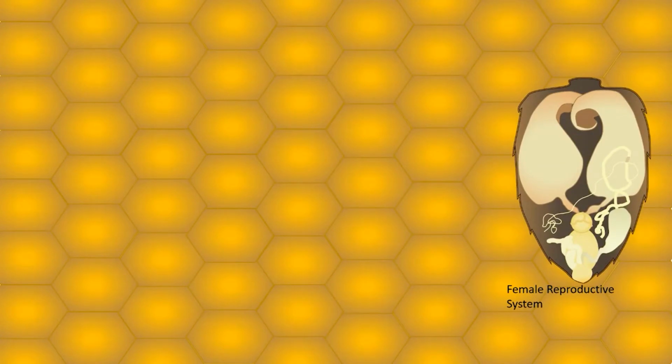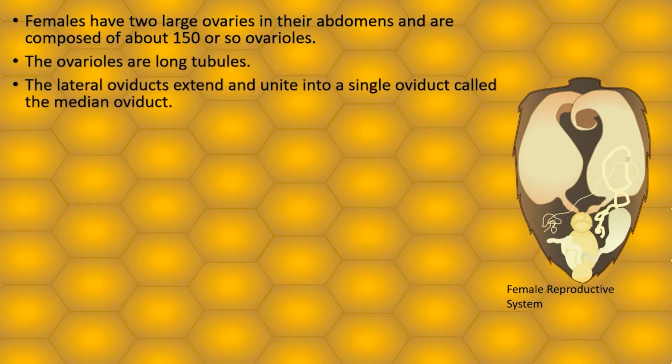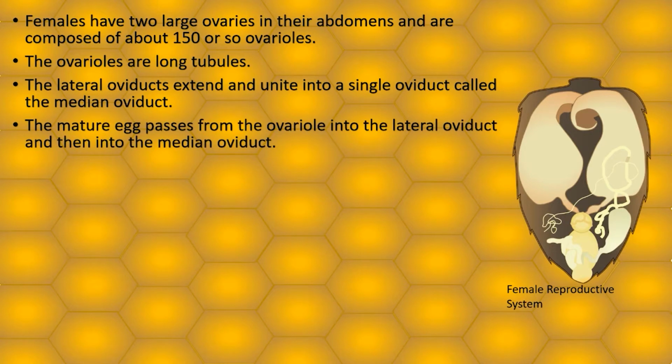Reproductive system. Let's begin with the female reproductive system. Females have two large ovaries in their abdomens, composed of about 150 or so ovules. The ovules are long tubules. The lateral oviducts extend and unite into a single oviduct called the median oviduct. The mature egg passes from the ovule into the lateral oviduct and then into the median oviduct.